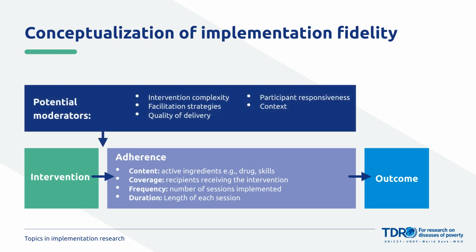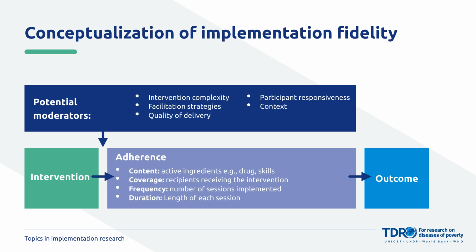There are also 4 moderating factors for implementation fidelity. These are: intervention complexity: this is the extent to which the intervention is simple or complex, detailed, or vague. Simple but specific interventions are more likely to be implemented with high fidelity than overly complex interventions.